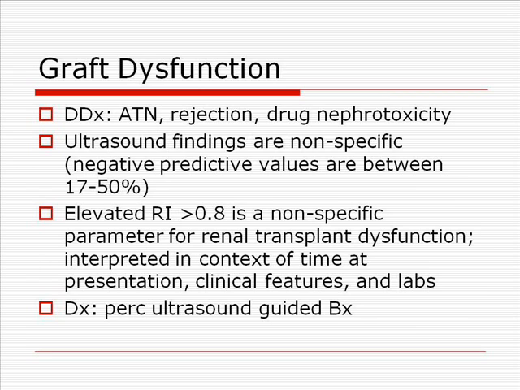Duplex Doppler ultrasound is not a very specific test for diagnosing rejection. But if you see an elevated RI greater than 0.8, that's a nonspecific parameter for renal transplant dysfunction, although the specific cause will require an ultrasound-guided biopsy to be diagnosed. And diastolic flow reversal is also another soft finding of renal transplant graft dysfunction.